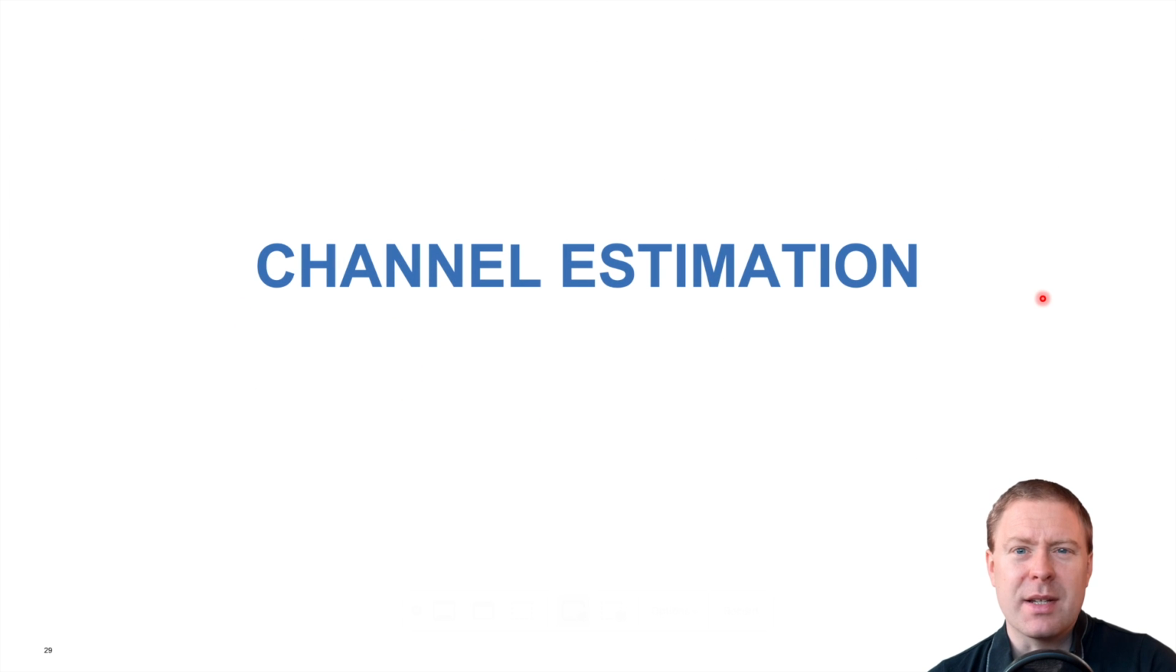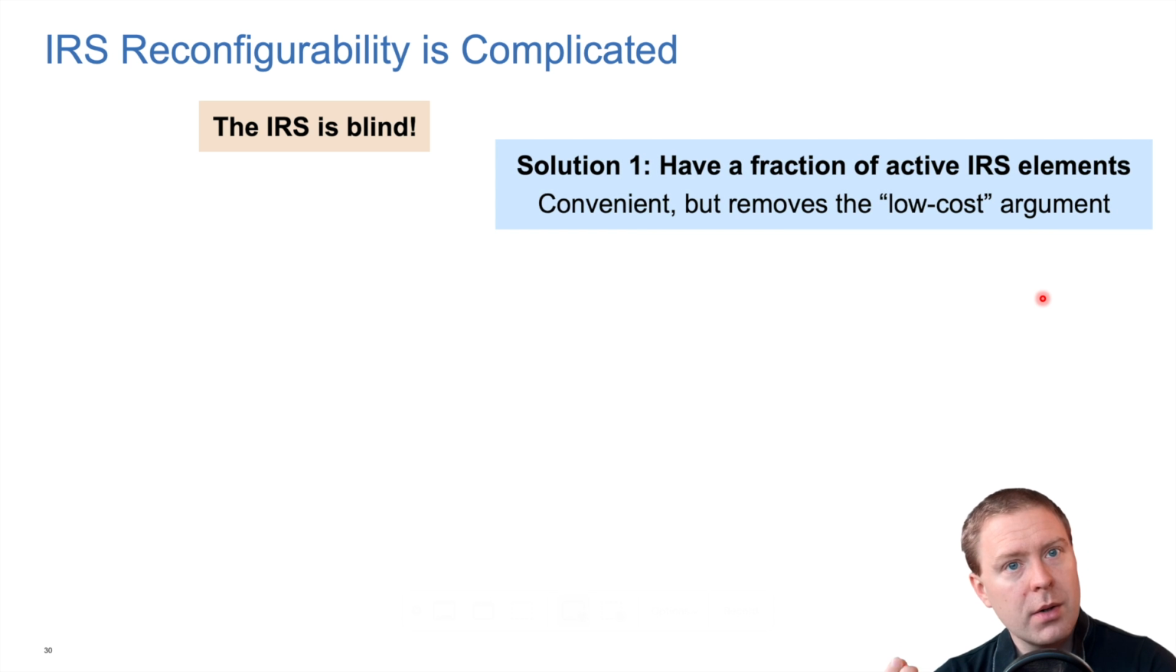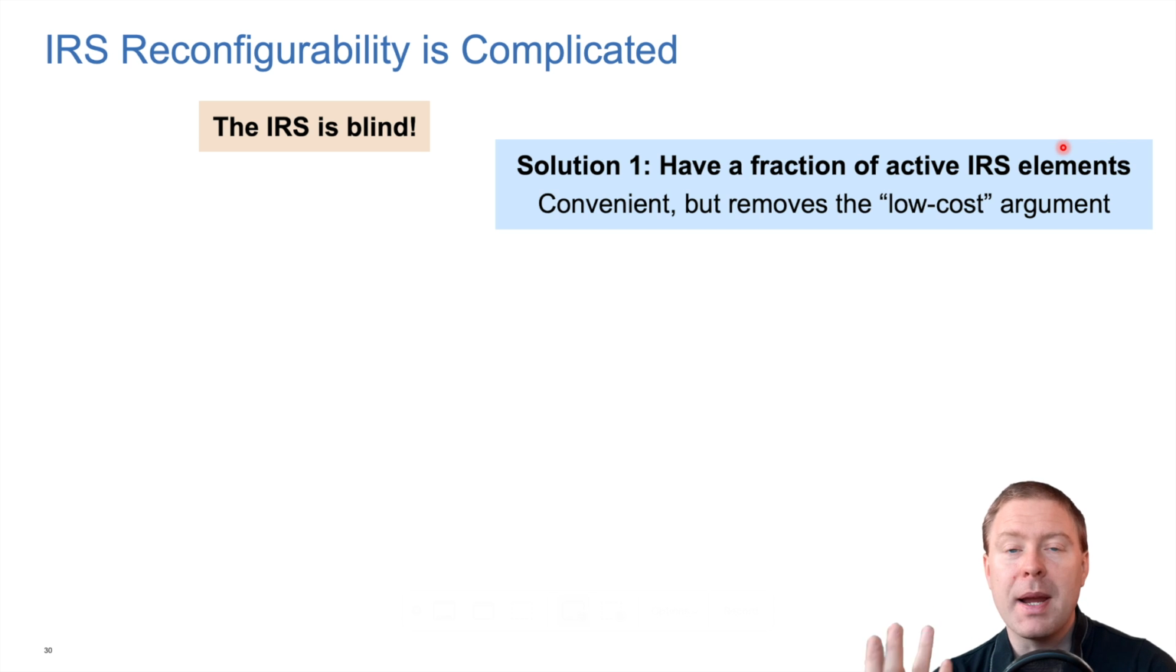Okay, what about channel estimation then? The IRS configuration is complicated because the IRS is blind. It should be configured to reflect the signal towards the right location, but it can't estimate the signal itself. There are different solutions that people have been proposing. One is to have a fraction of active IRS elements. So you have a surface that is mainly reflecting signals, but a few of them can receive signals and estimate channels. And in that way, you can estimate what configuration to utilize and utilize spatial correlation to do that.